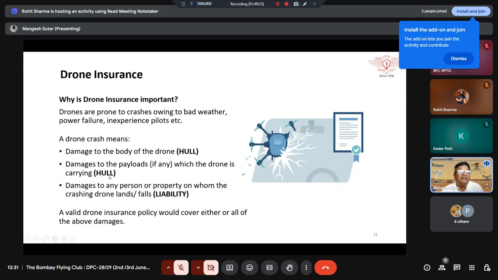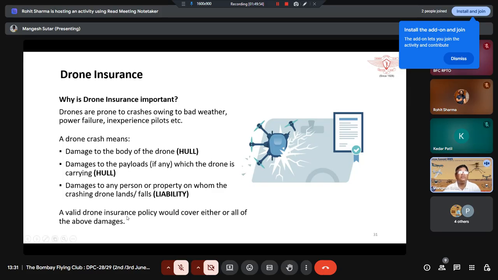Which drone is carrying the hull? Damage to any person or property. The bigger drones, the small class drones, can start from 2 kg to 25 kg. Imagine a 25 kg drone hitting a person. It is almost a fatal accident. It can cause very severe damage to the person or a property also. So in that case, you have to compensate either the person or the property owner. You need to have all those aspects covered under your insurance.